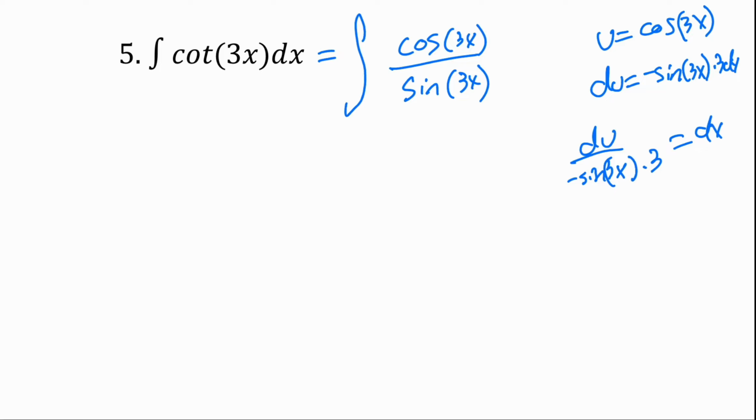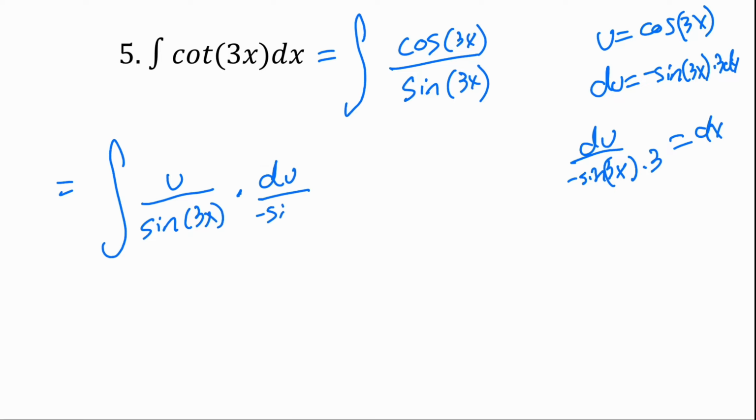Now this is where it starts to get interesting, because as I'm integrating this, I said u is equal to the cosine of 3x. So this would be u over the sine of 3x times du over the negative sine of 3x times 3. Now, if you notice, those signs will not cancel out here. Since those signs don't cancel out, that means one of two things. One, u substitution will not work for this problem, or two, I just picked the wrong u substitution.